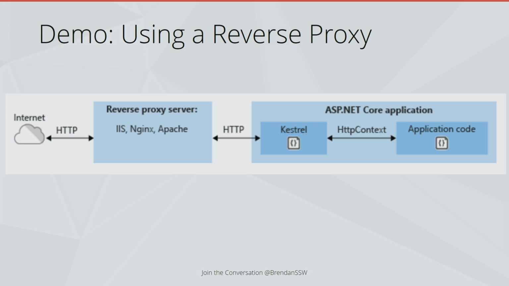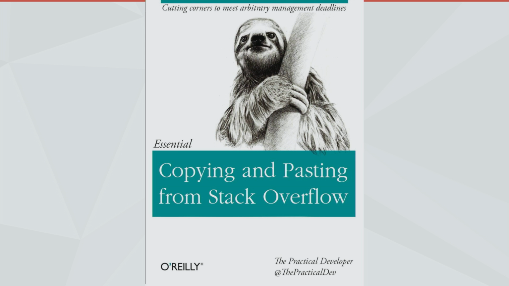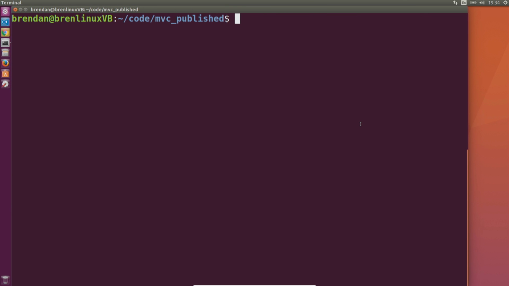So let's take a look at how we then set this up. How are we going to set up a reverse proxy to our ASP.NET Core application? So how do you go about finding out about this? Pretty much the same way as you go about finding out about anything you want to do on the internet. Just because we've moved to Linux, nothing's changed. We copy and paste from Stack Overflow. We do a web search and we find what we're looking for. So let's take a look at that.